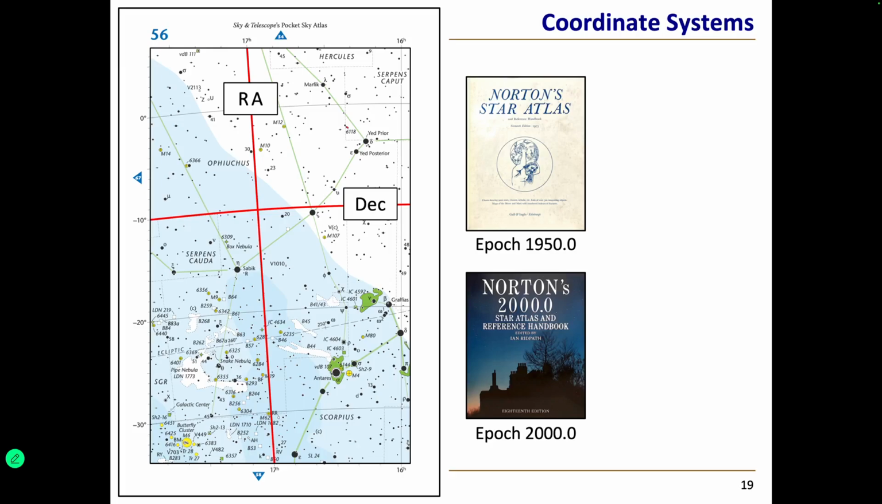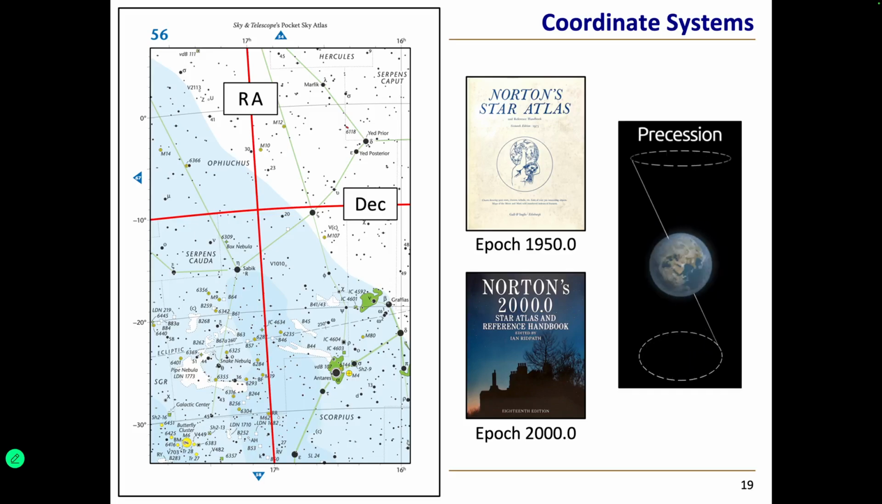For instance, when I was growing up, Norton's Star Atlas 1950 was the de facto standard. Now Norton's Star Atlas 2000. These aren't the publication dates. These are the epoch dates, the dates at which the coordinates of the stars are given and mapped and catalogued. Why does it change? Because the Earth's axis is continuously changing. The Earth's axis precesses. So the point on the sky that we define as the north and south celestial poles are continuously changing. And of course, the equator is changing as well.